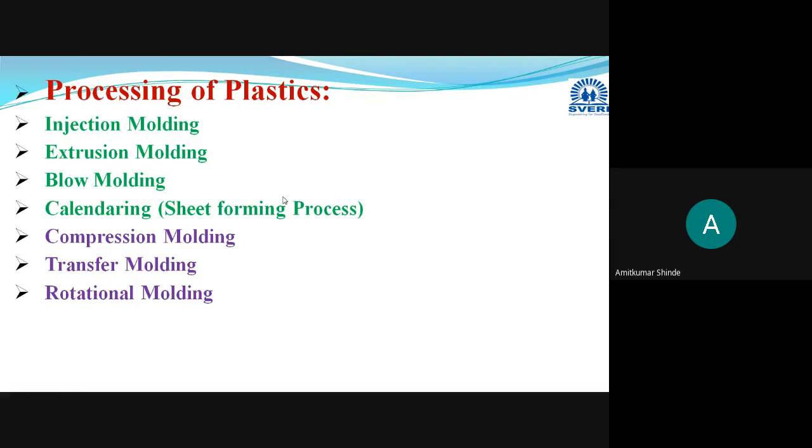Thermoplastic materials like polyethylene, polypropylene, nylon, on these materials you can use these four methods. And compression molding, transfer molding, and rotational molding, these three methods are used for doing the processing of the thermosetting materials.